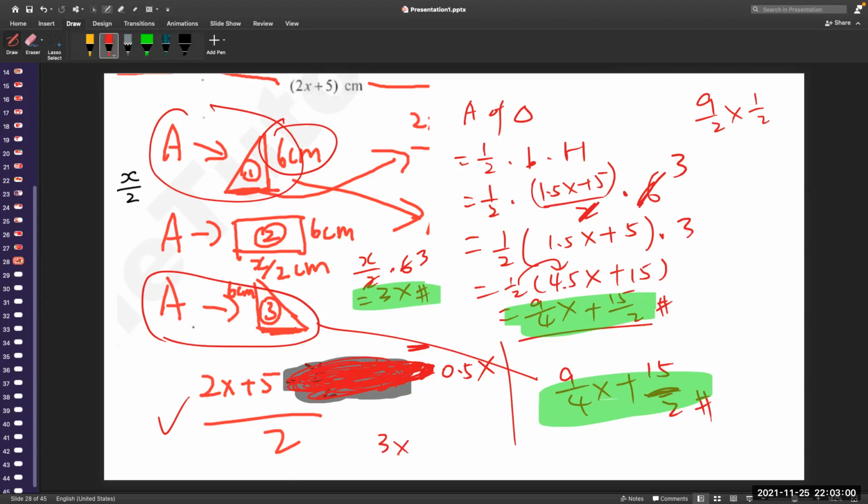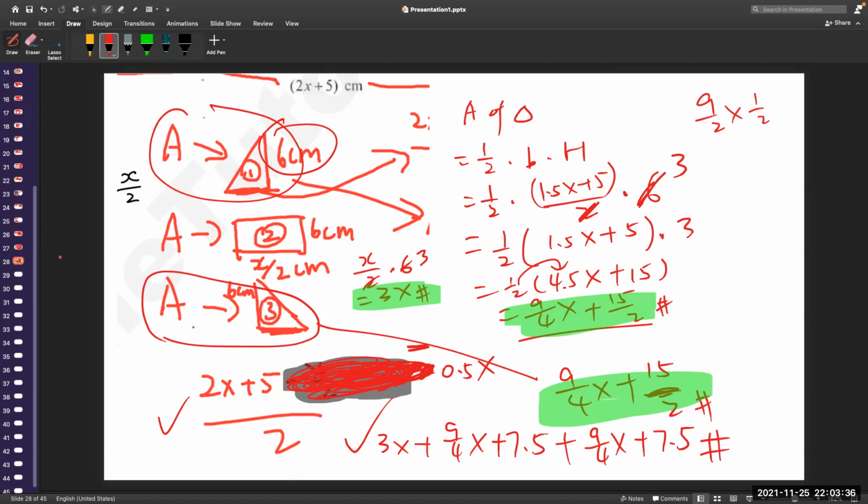So 3x plus 9 over 4x plus 15 over 2, which is 7.5. I need to add one more time because I have two triangles, 7.5. So you just have to simplify this. I will leave the simplification to you. But the area of the trapezium is this. Divide and conquer. So far so good.